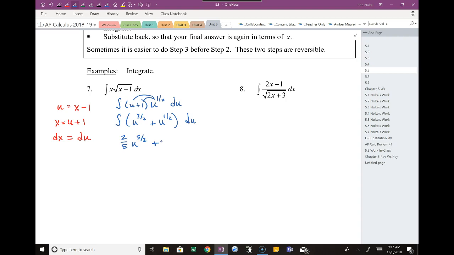Okay, so integral of u to the 1/2, if I add 1, that becomes u to the 3/2, which is 2/3 u to the 3/2. Plus c. Wait, what happens to the du? Because I integrated it, so then it goes away. Yes, when you integrate, you lose your du.